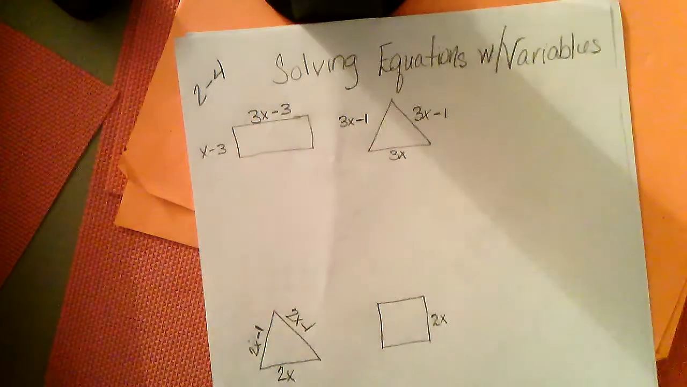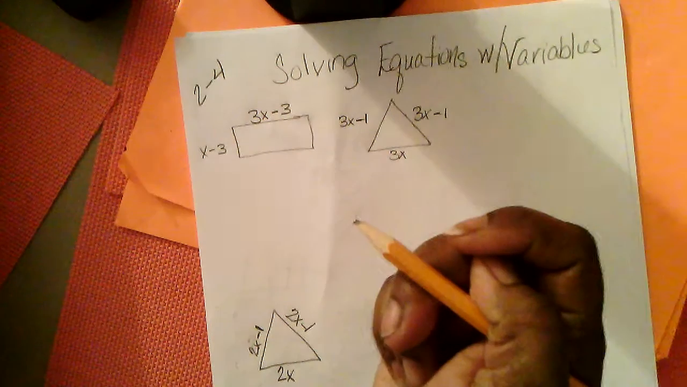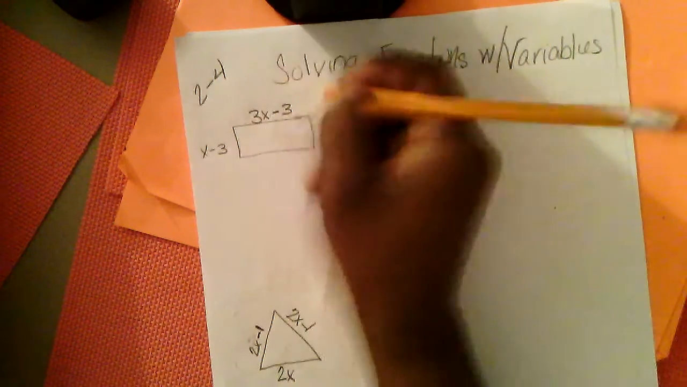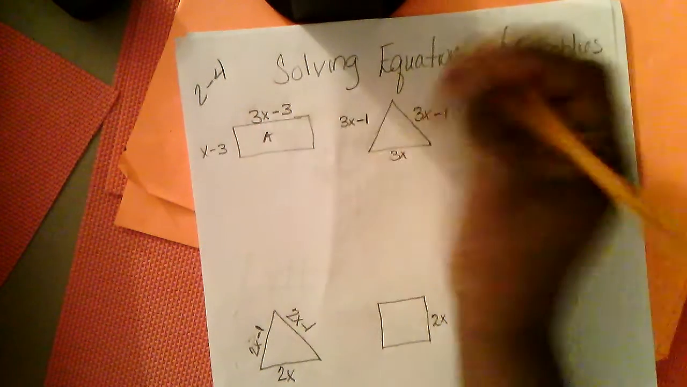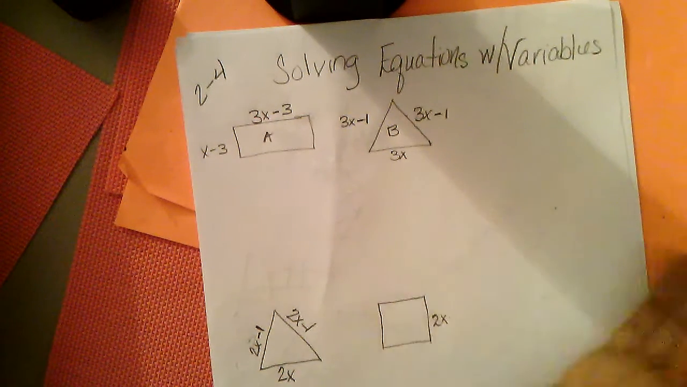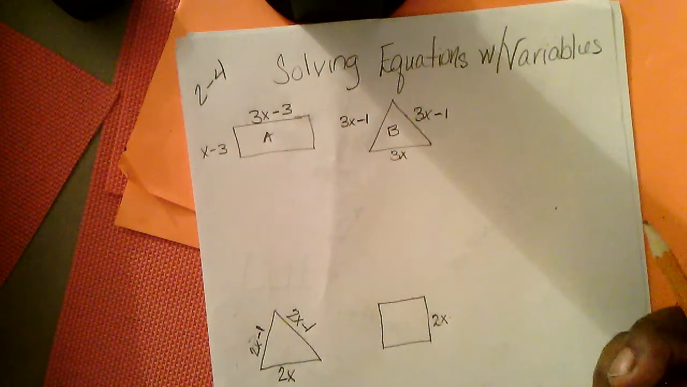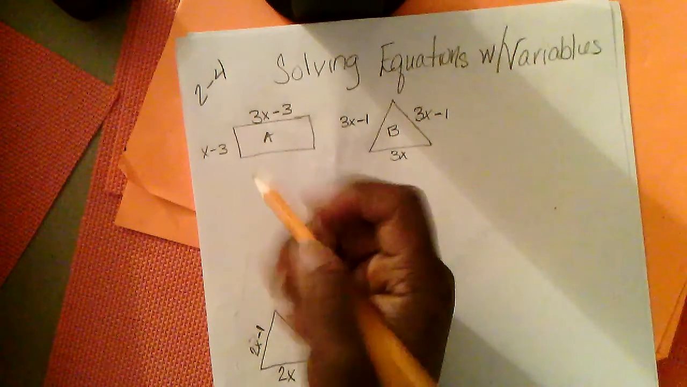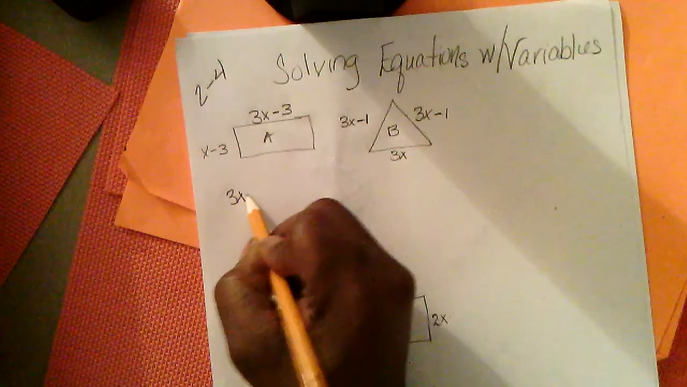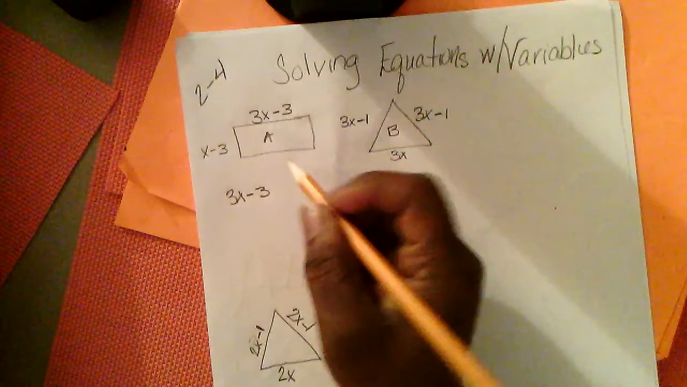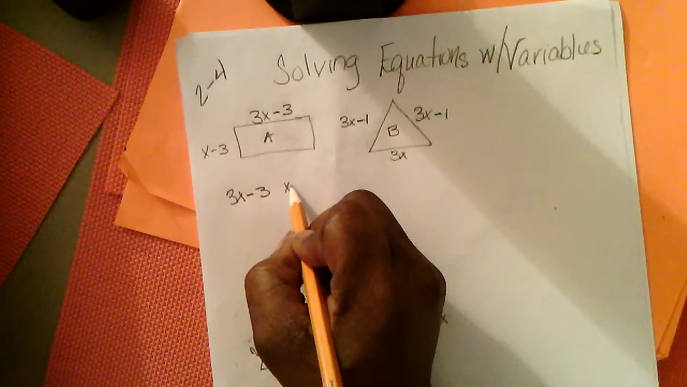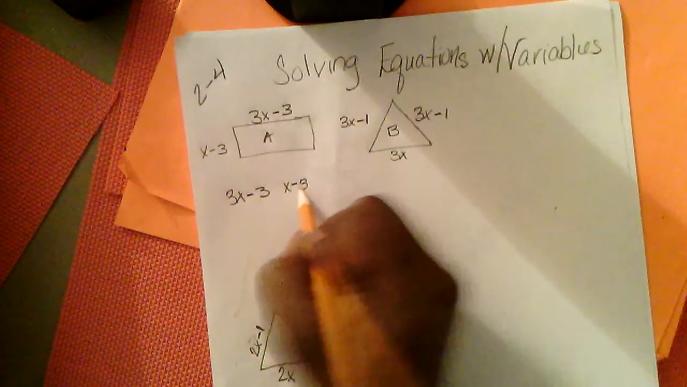So here we go. First thing we're going to do is list out all our terms. So for instance, let's just label this one A and this one B. So that way when we look at the numbers throughout the problem, we'll know what the numbers are coinciding with. So on here, let's see, we have 3x minus 3. And then we have x minus 2. I'm sorry, x minus 3.